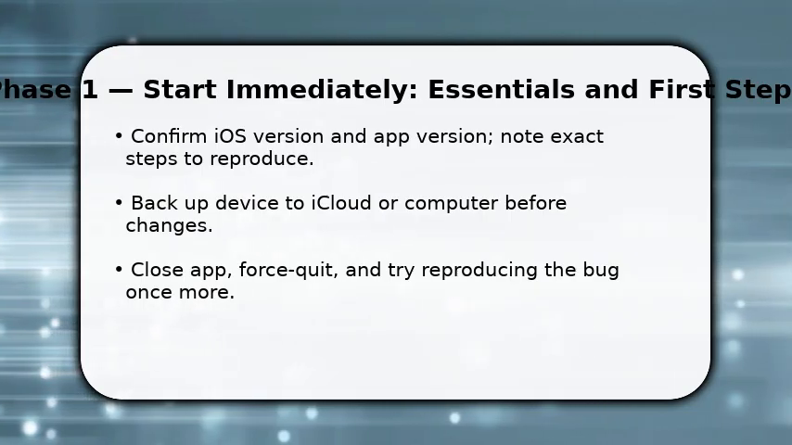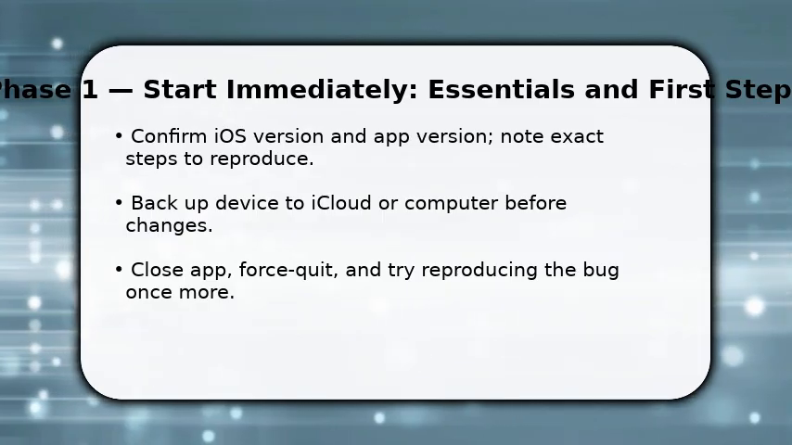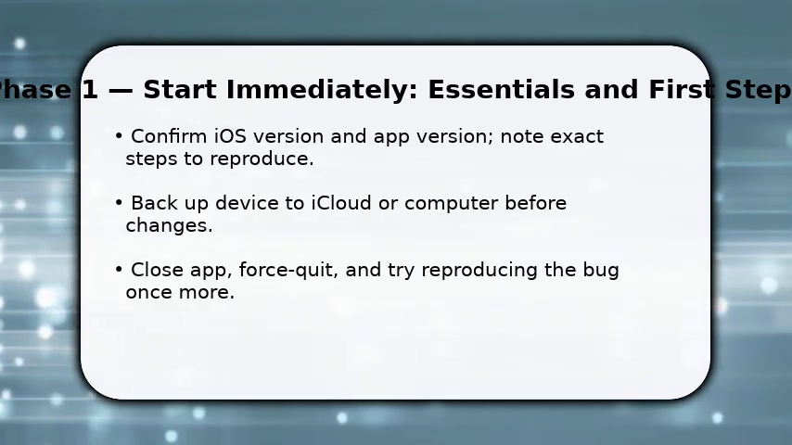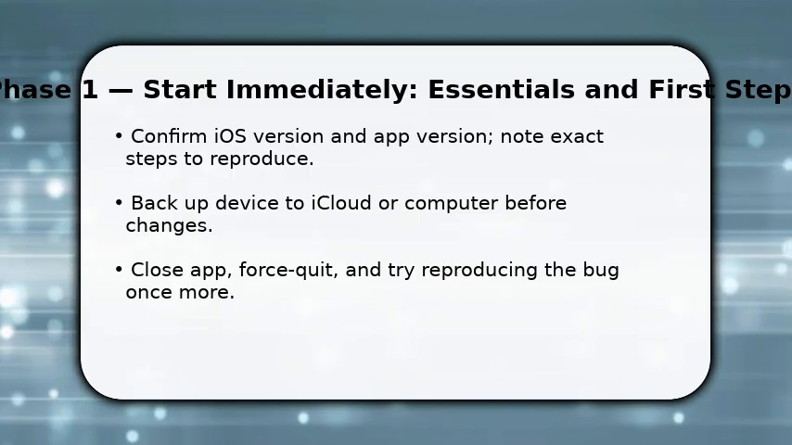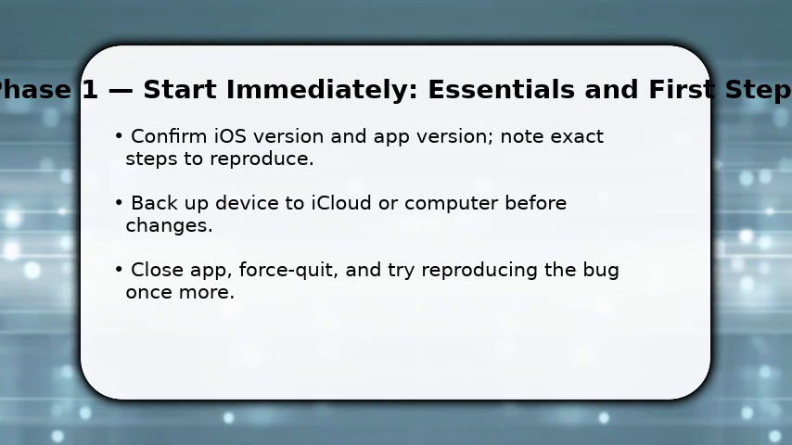Next, force quit the problematic app and relaunch it to clear transient states. This separates persistent bugs from temporary glitches. If the problem reappears, note timestamps and any network conditions, and then move to targeted resets and updates.